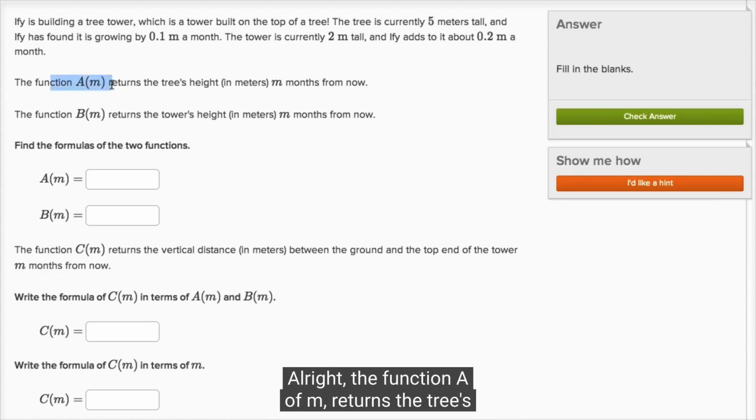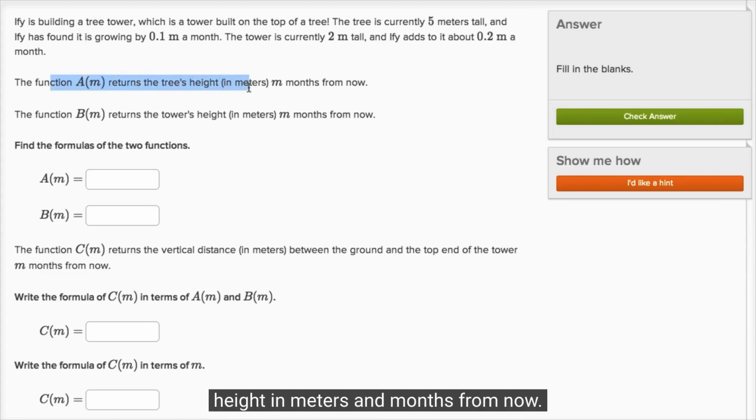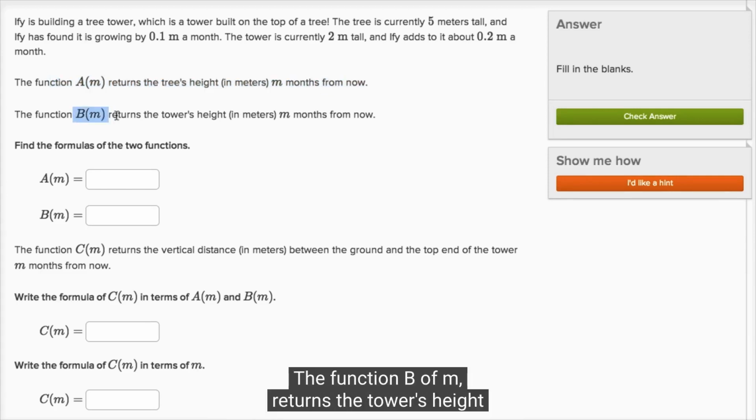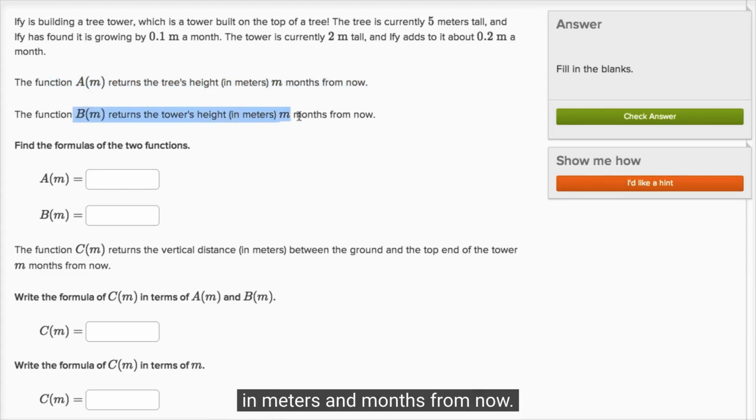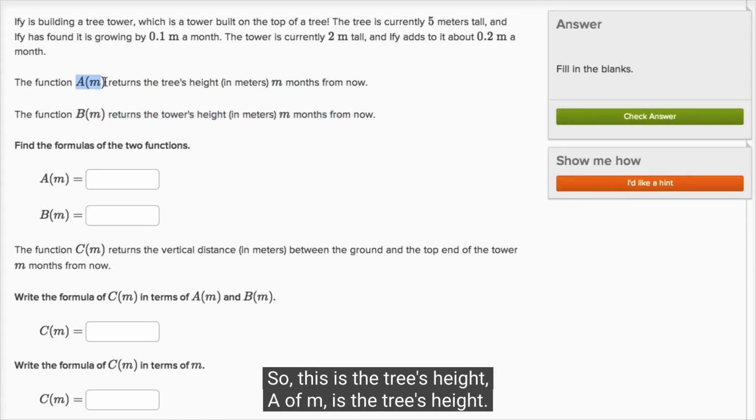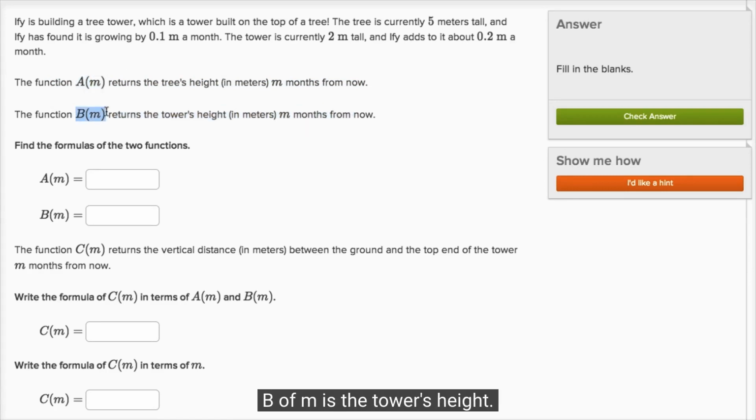All right. The function a of m returns the tree's height in meters m months from now. The function b of m returns the tower's height in meters m months from now. So a of m is the tree's height, and b of m is the tower's height. Find the formula of the two functions.